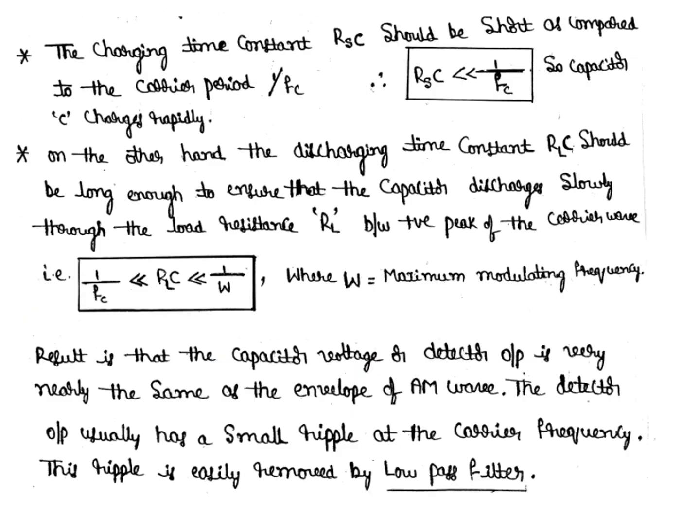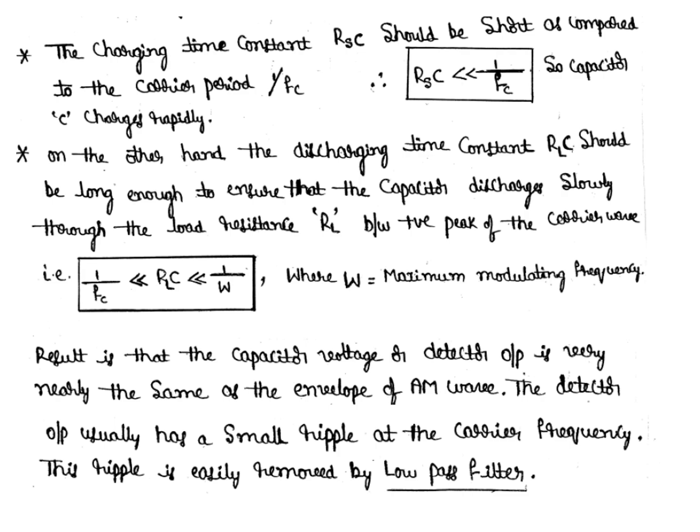The capacitor charging time constant, that is RSC, should be very short. Short means the time the capacitor needs to charge towards the positive peak should be very small. A shorter time is required for the capacitor to charge towards the positive peak of the input signal. That's why RSC should be short.